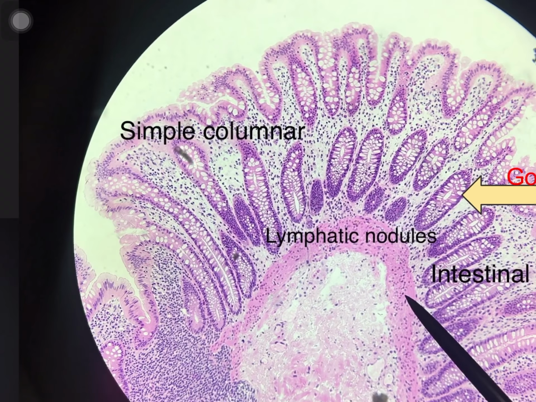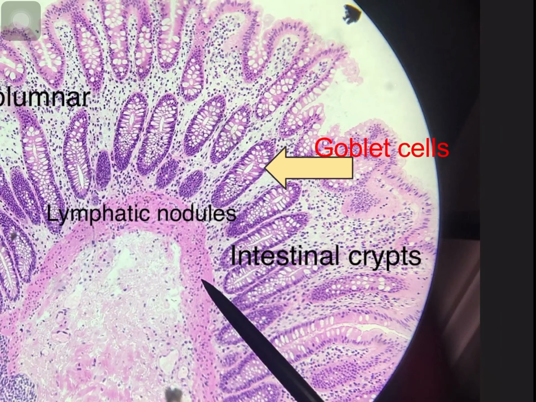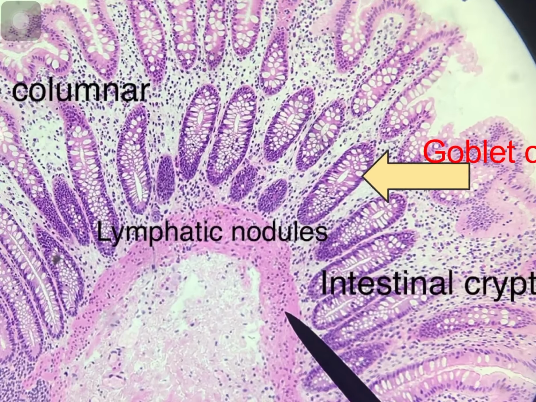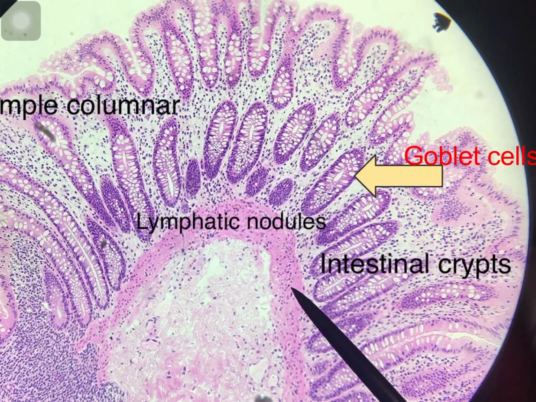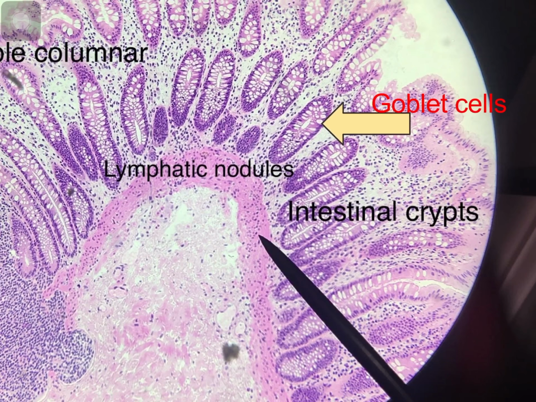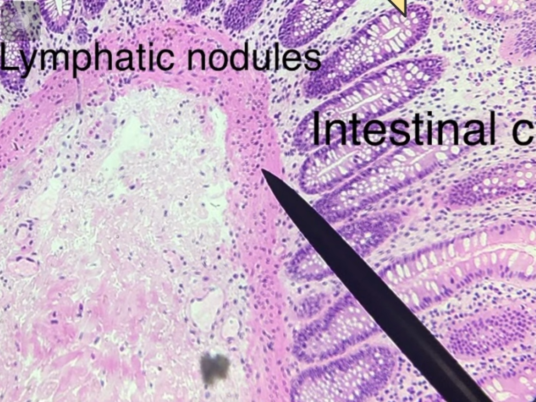Now we're looking for, okay, there's simple columnar epithelium, and there are also goblet cells inside of the intestinal glands. Those little circles in them for the large intestine, those are goblet cells. There are also lymphatic nodules here, those dark purple circles right there, the ones that don't really have goblet cells inside them. They are very close to the lamina propria. Intestinal crypts also exist here in between the glands, I believe.